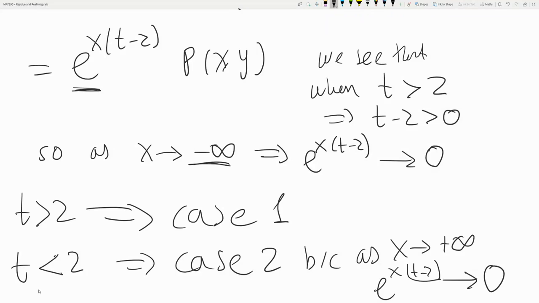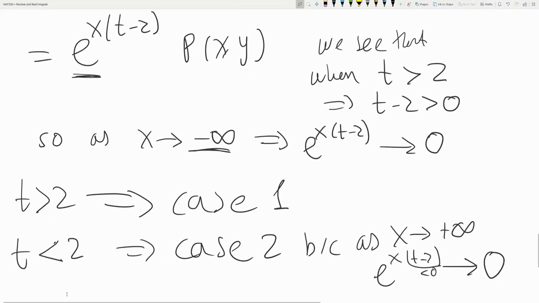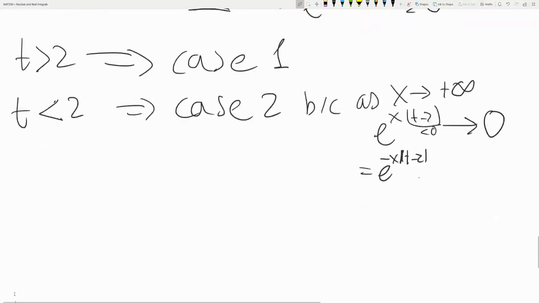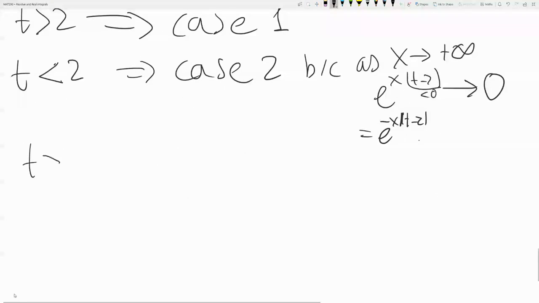This guy now will be negative, so you need this guy to go to plus infinity. So let me write it: you have x and then the absolute value of t minus 2. All right, good. Now let's do some computations. Case 1, t bigger than 2.